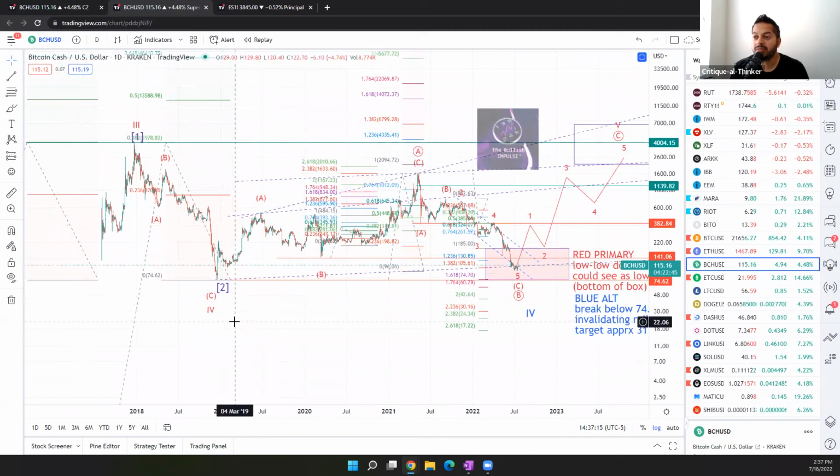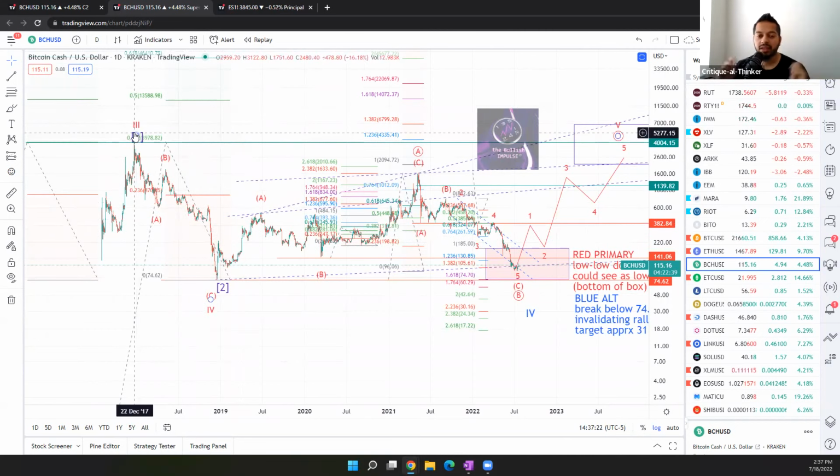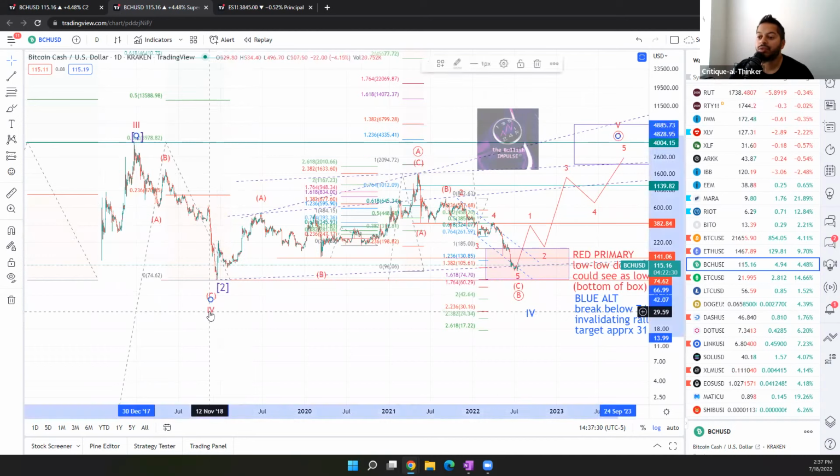If you've been following my updates on Bitcoin Cash, this will mostly be just a rehash for you guys. But we are looking at this top at the end of 2017 and early 2018 as a major third wave top, with the following pullback a fourth wave, a major fourth.